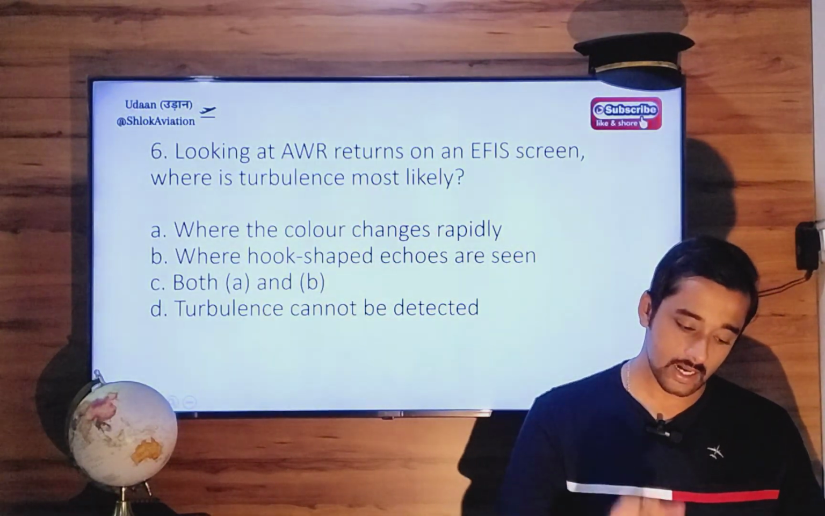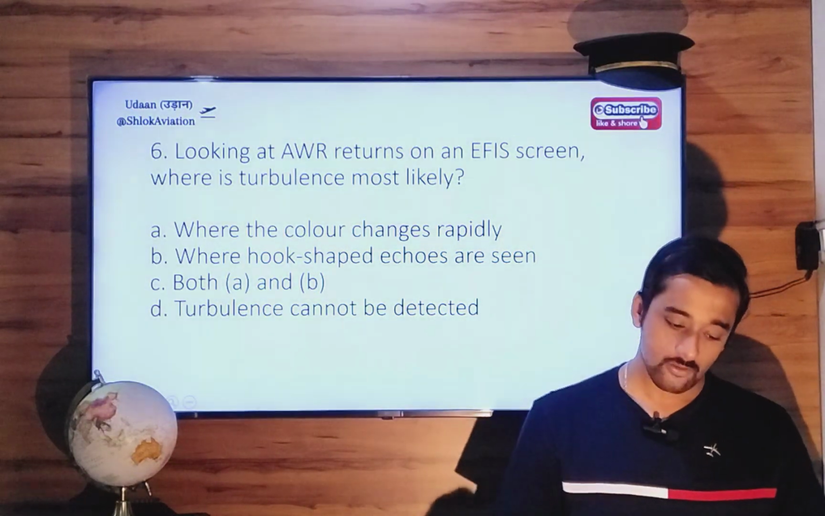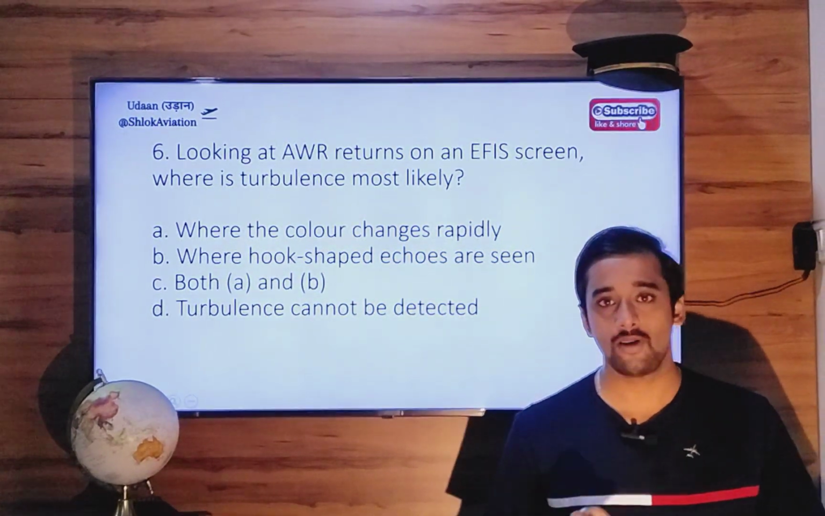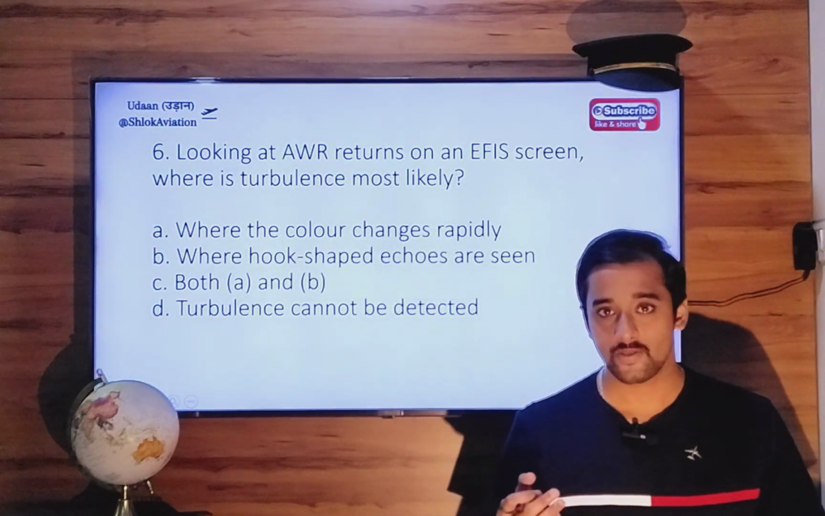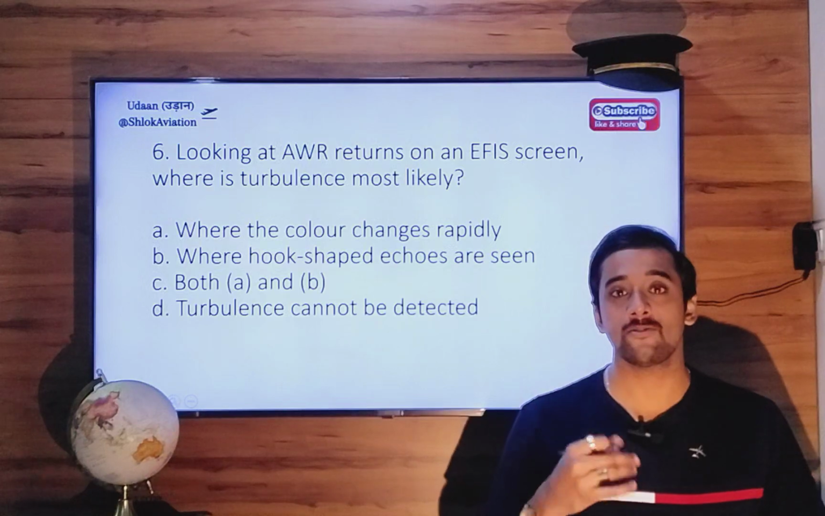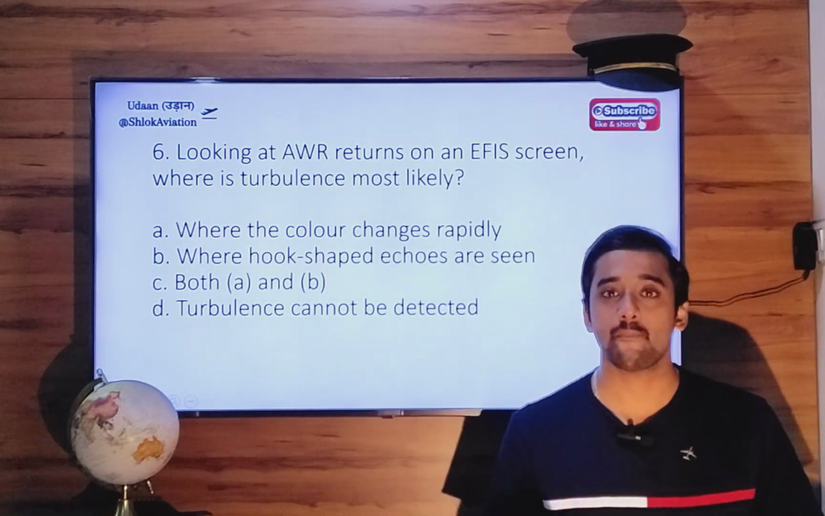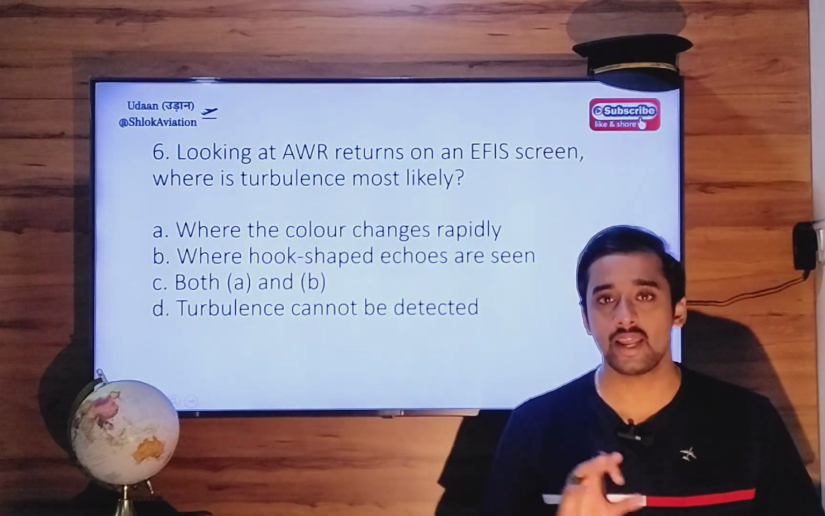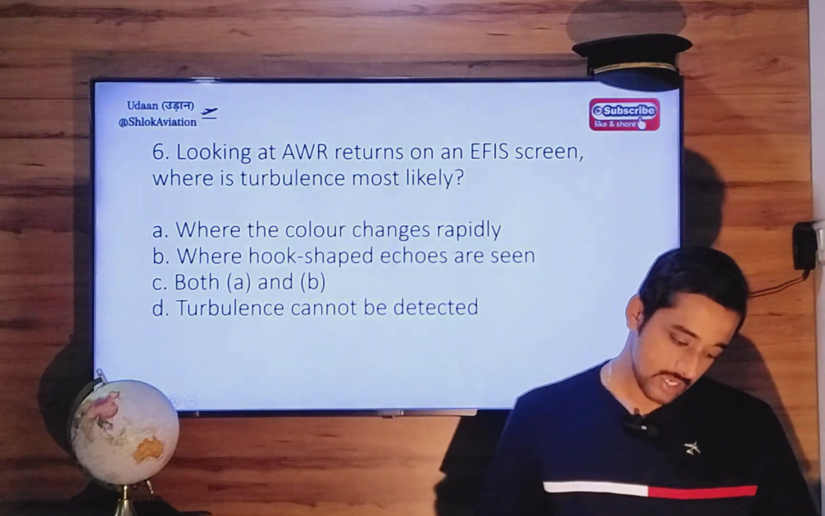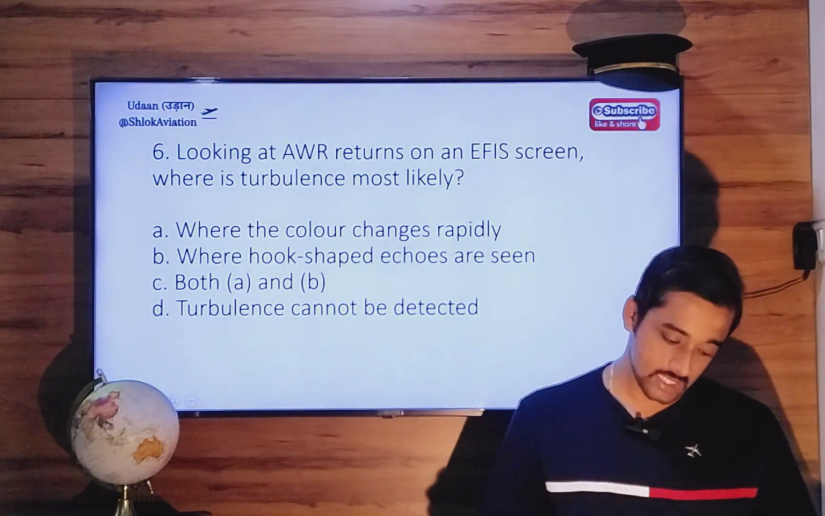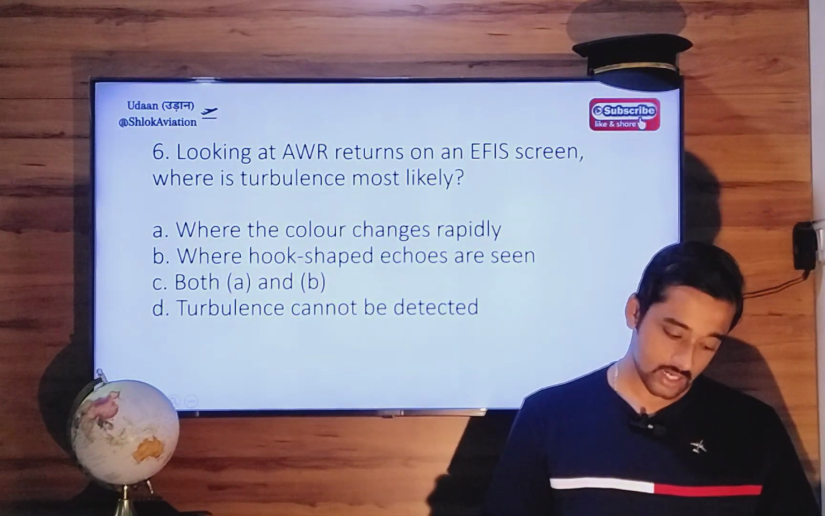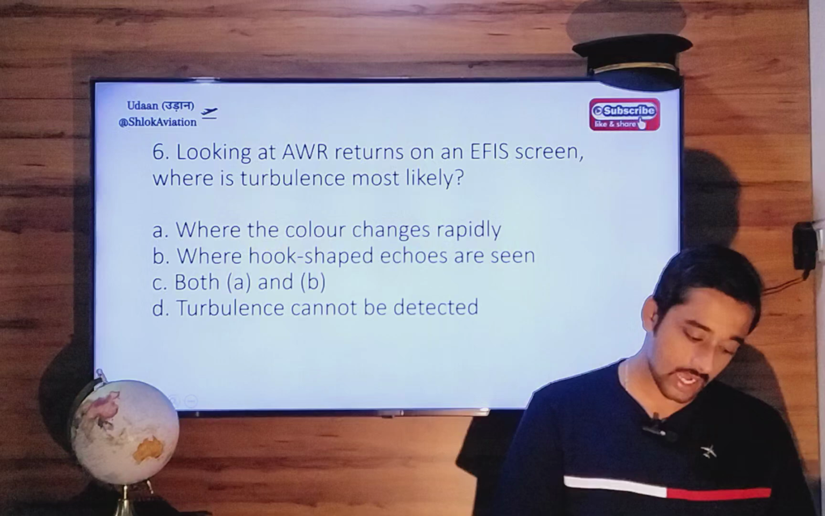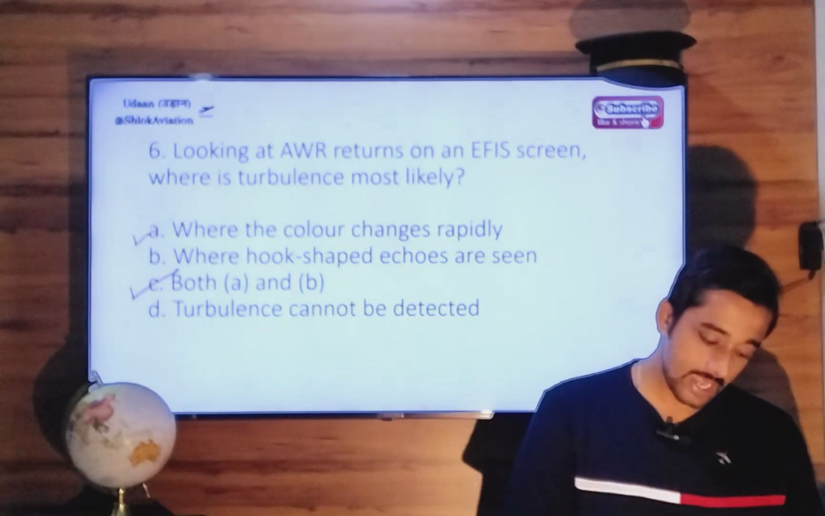Looking at airborne weather radar returns on an IFIS screen, where is turbulence most likely? Just now I mentioned turbulence will be most likely where the color gradient is, or the area where you will find colors changing rapidly. Green, yellow, red, very rapid change of colors. So where the color changes rapidly, yes. Where hook-shaped echoes are seen, yes. Turbulence cannot be detected. So the correct answer is option Charlie: both A and B are right.